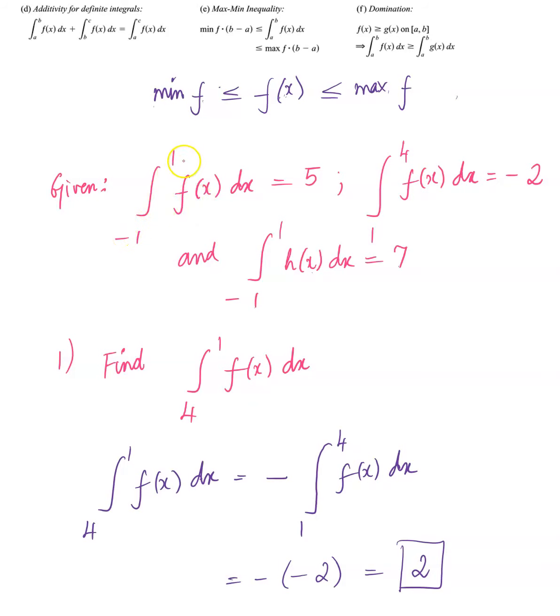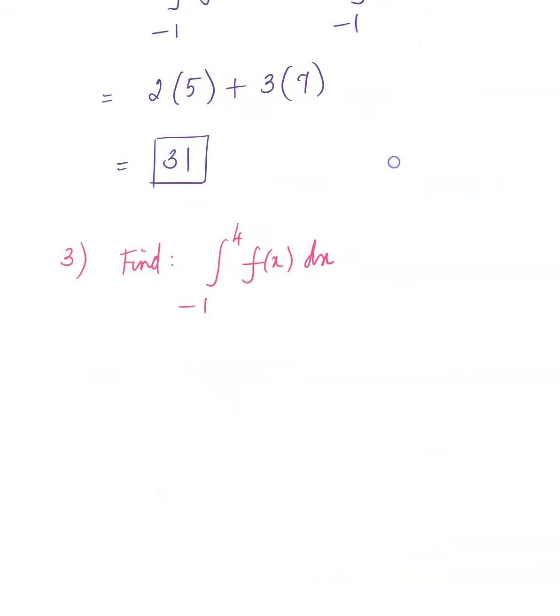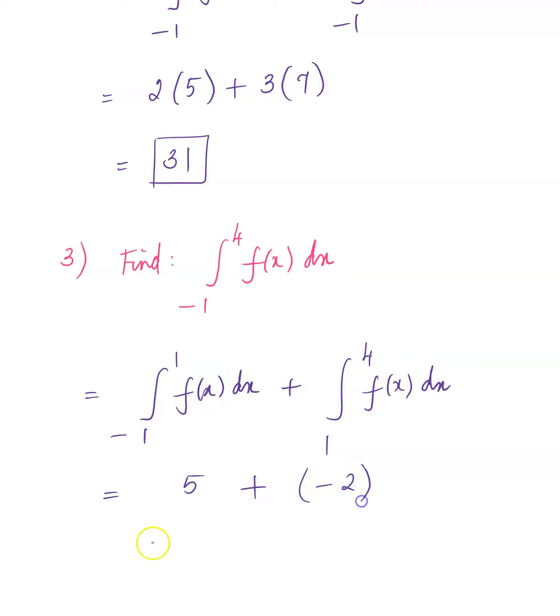So then we could use the additivity property, which says you can go from negative 1 to 4 if you took a break at 1, right? Because that's what we have. Negative 1 to 1 and then 1 to 4. So to answer this question, I split up the interval negative 1 to 1. This was 5 plus, this was a negative 2. So basically 5 minus 2.